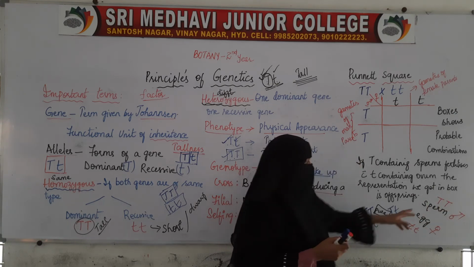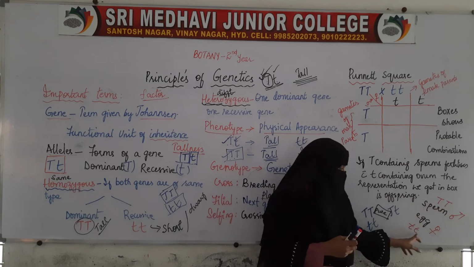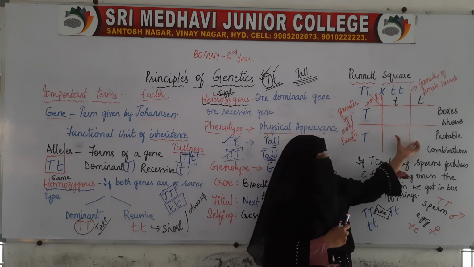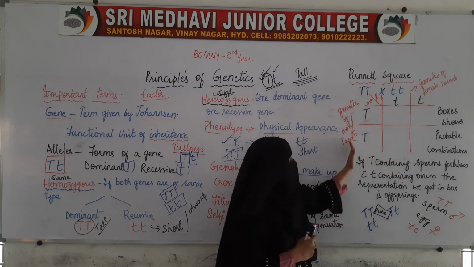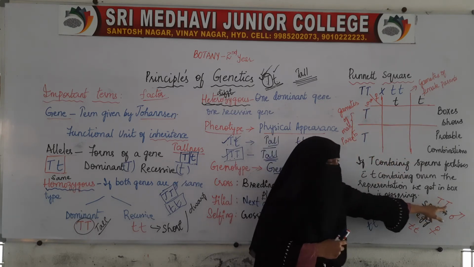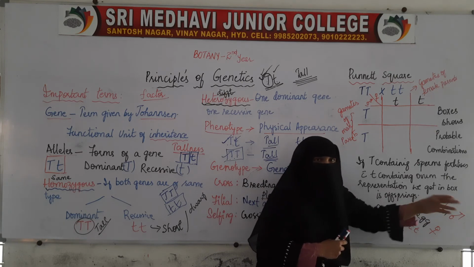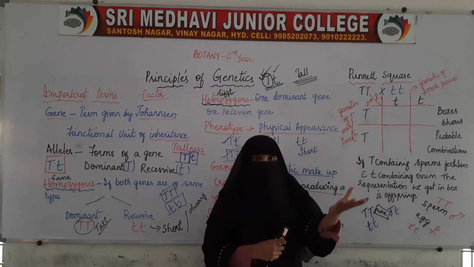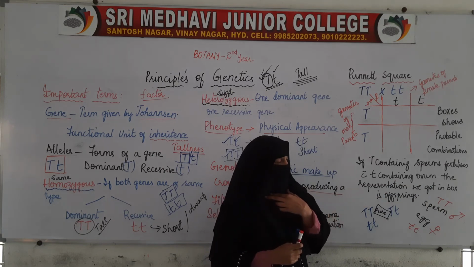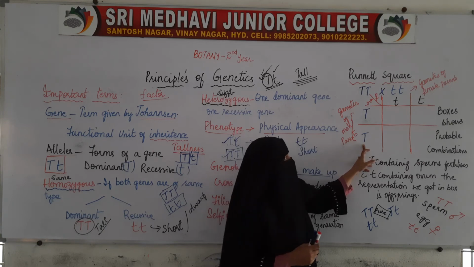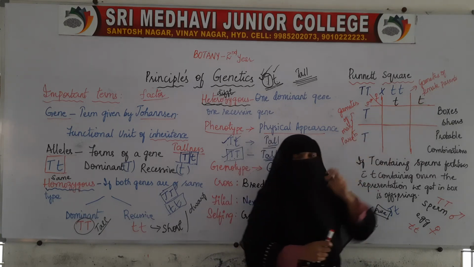Sperm will be having genes, both the genes will be capital T, and here it will be small t. So to make the square, on one side we will take this gamete. This is one gamete, this is another gamete. That is one gene, this is another gene. So each gamete will be represented by two genes. On one side we will take the male gamete and on the other side the female gamete.